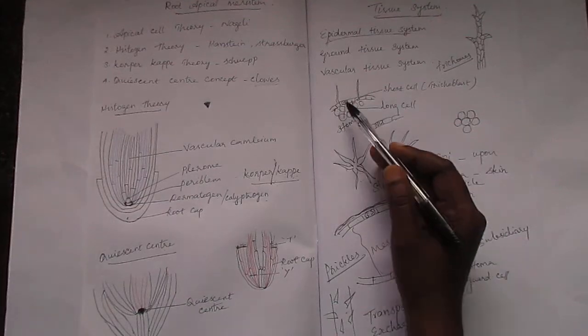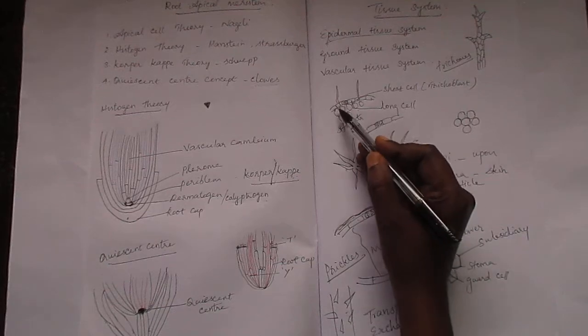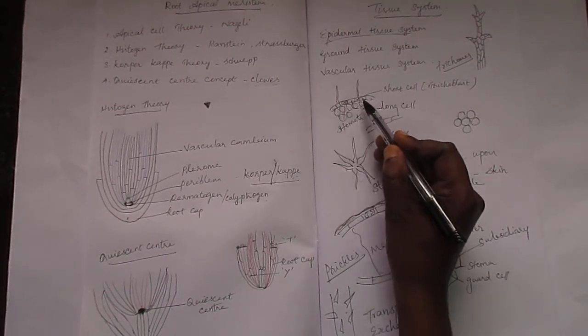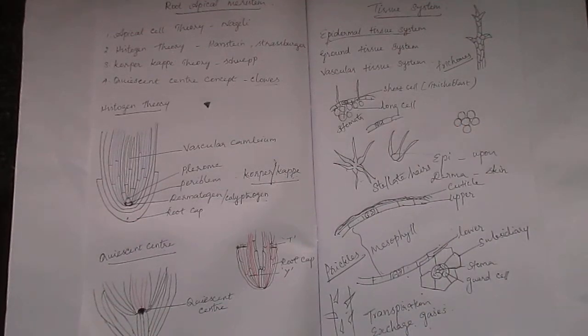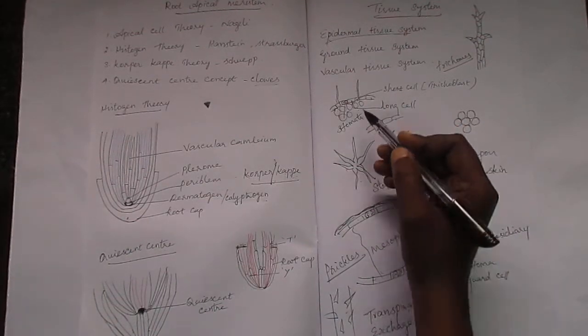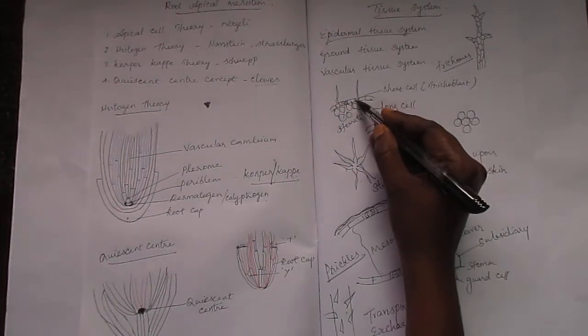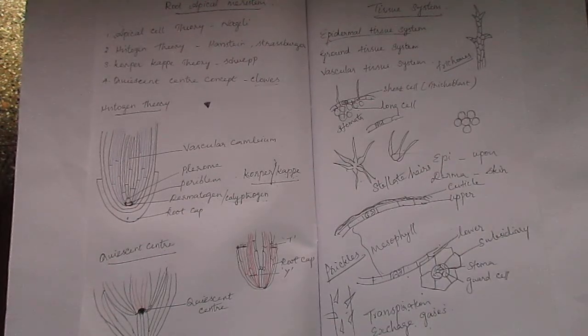This epidermal layer is otherwise called the piliferous layer of the root. When you closely observe this epidermis, there are two kinds of cells, one is a long cell and another is a short cell. The short cell is the trichoblast, which elongates into the root hair.